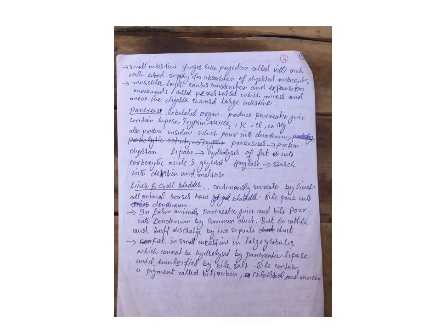Fat in the small intestine is present in large globules, which cannot be hydrolyzed by pancreatic lipase until it is emulsified by the bile salts produced by the liver. Bile contains a pigment called bilirubin, and it also contains cholesterol and mucin.